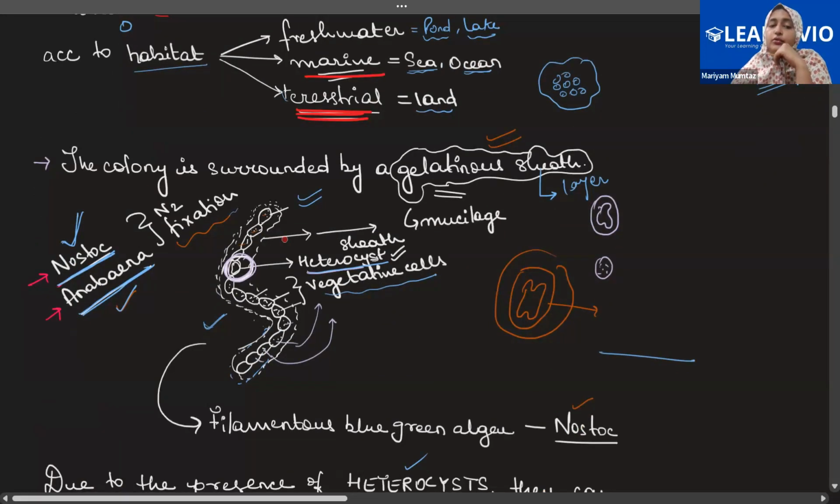Now, the two most important examples of the cyanobacteria are Nostoc and Anabaena. What is so special about them is that they are able to fix nitrogen. Nitrogen fixation.